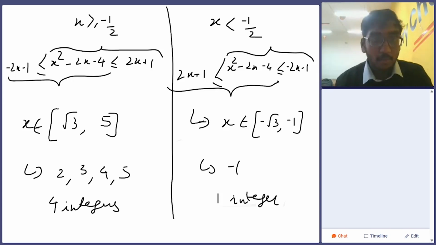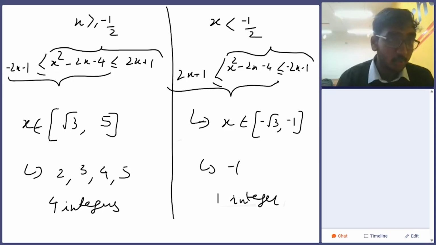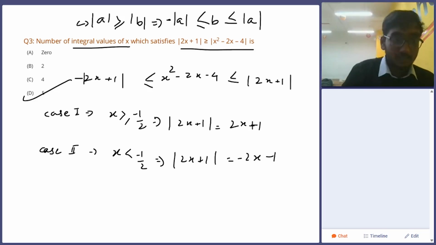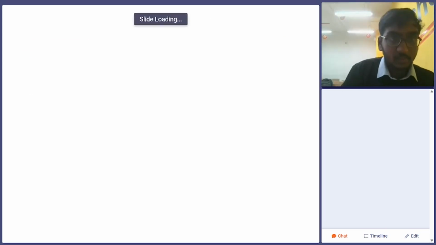These two cases put together, how many total number of integer solutions are possible? Totally here one integer and there 4 integers. So totally what? 5 number of integer solutions are there. Okay. 5 integer solutions. Right. Yes. So we will move to the next question.